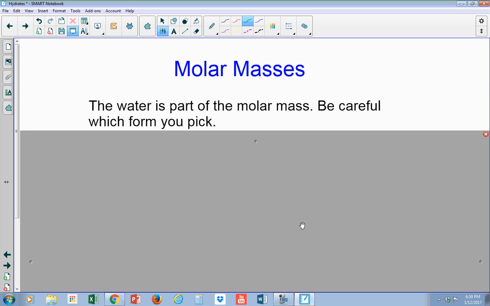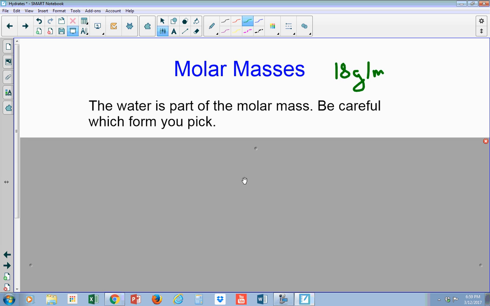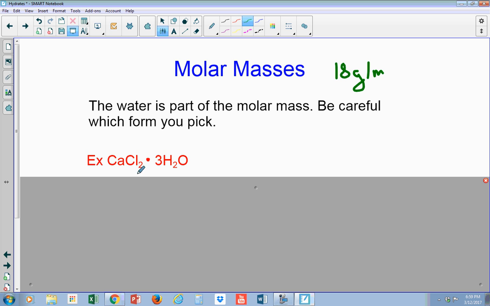Okay, now since the water is actually part of the molecule, it's chemically bonded, we have to consider it as being a component of the molar mass. So we're going to calculate our molar masses the same way, but this time we're going to add water, and hopefully everybody remembers water is good old 18 grams per mole. Good number to memorize, so we don't have to keep doing it. So let's take a look. Now this molecule here, calcium chloride, but we've got three, so this would be trihydrate. And we've got to add them all up together to figure out the molar mass here.